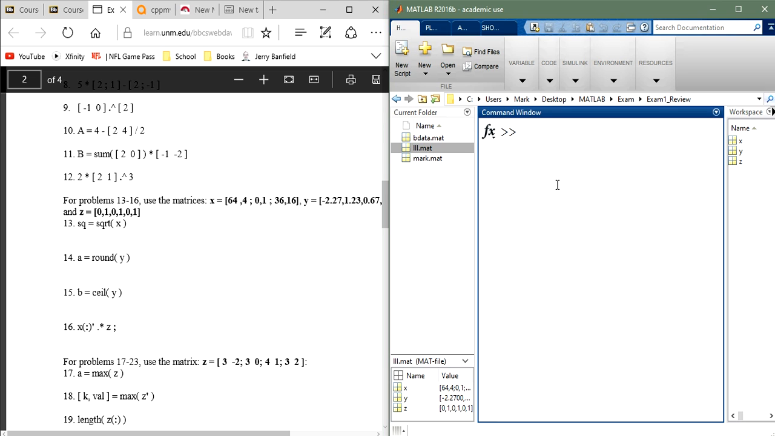So let's get going. The square root of x. SQ is equal to the square root of x. Now, there's no default variable here. Our variable is SQ. And we have to take the square root of each one. So the square root of 64 is 8. 0 is just 0. The square root of 36 is 6. 4 is 2. 1 is 1. 16, the square root is 4. So our matrix SQ should equal 8, 2, 0, 1, 6, 4.